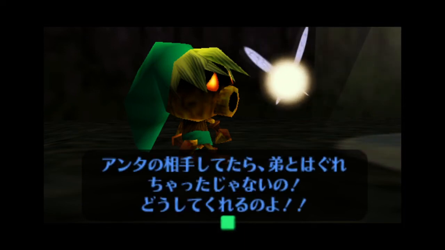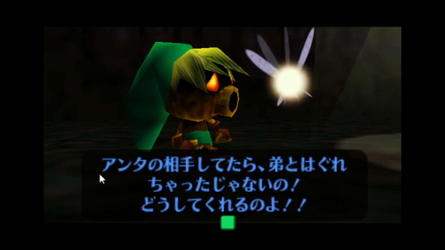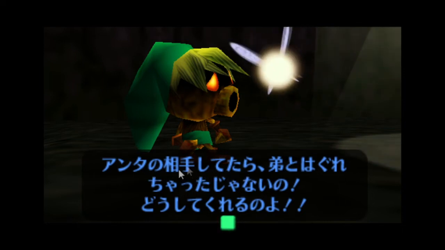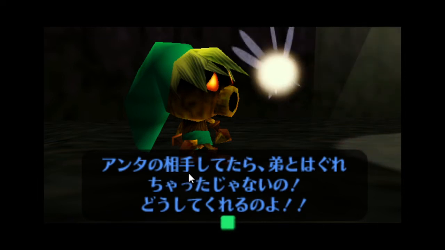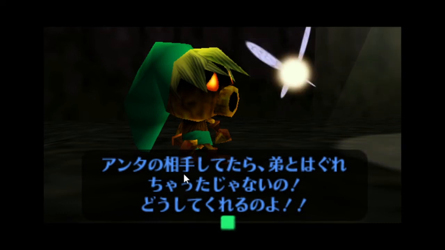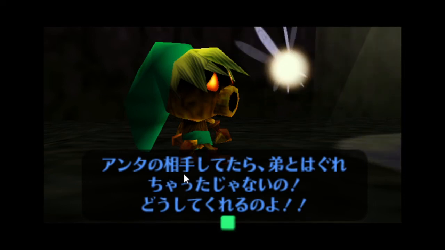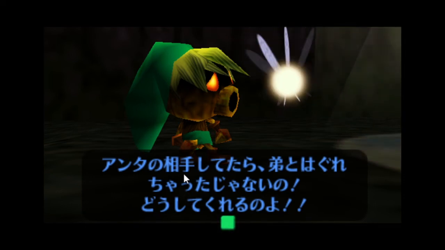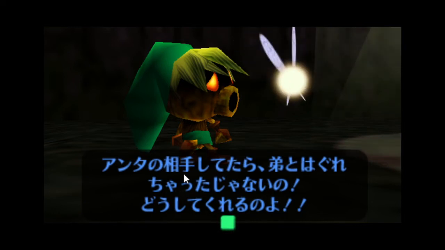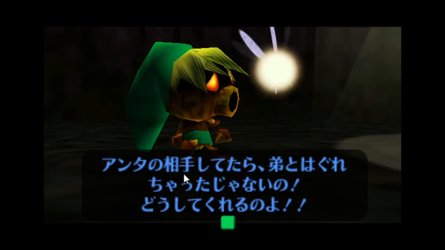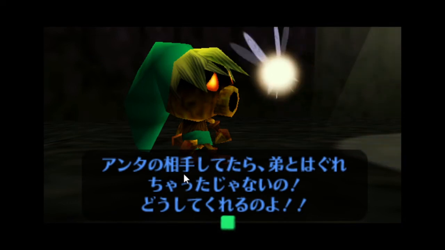Anta no aite shite tara. Oh, okay. Oh, sorry, I'm not using the mouse, am I? Anta no aite shite tara. I don't really understand what's going on here, because aite usually means like a partner. Let me have a look here. Maybe it can mean opponent. Companion, partner, company, other party, addressee. Yeah, apparently it can mean opponent in sports and stuff. Okay, that's interesting.